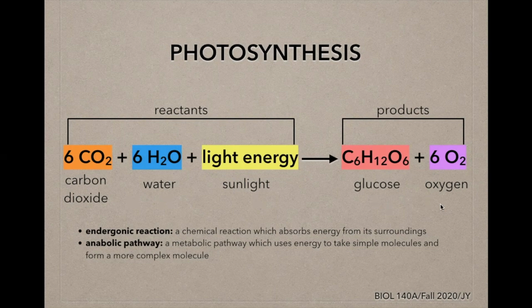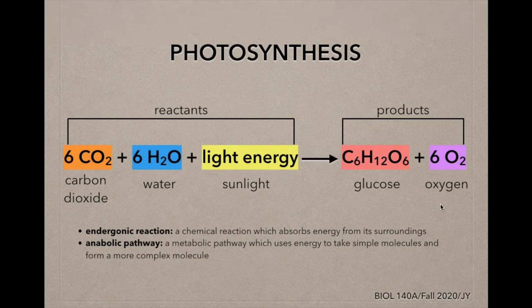Because this reaction of photosynthesis consumes energy, it is termed an endergonic reaction. You will also notice that the photosynthesis reaction takes simple molecules and it builds complex molecules, such as glucose. When a reaction takes simple molecules and builds complicated molecules, this is termed an anabolic pathway. This is synonymous with anabolism.